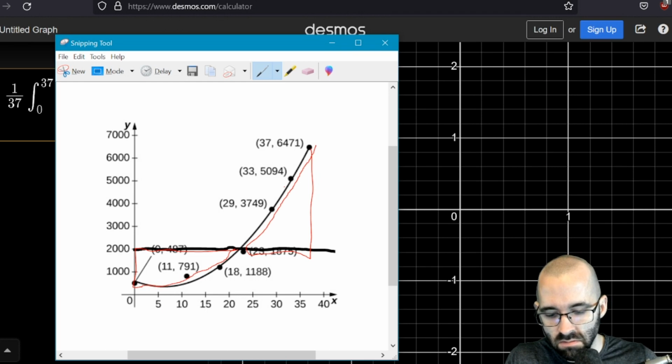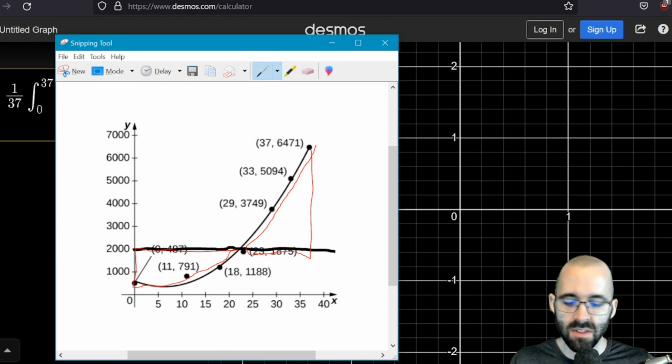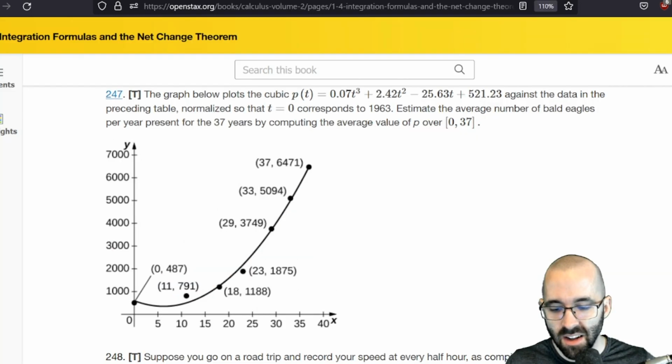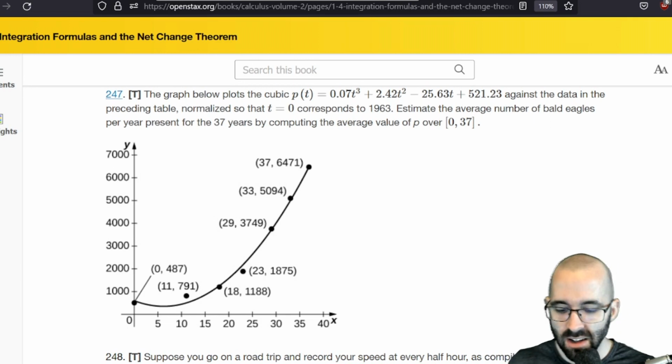So there we go. That's our answer. That's how many, on average, bald eagles were in the interval. And of course, at the beginning there were fewer, and later on there were more. But that's what's happening, and that's the calculus. And that is the problem.